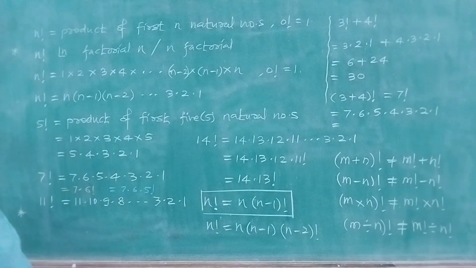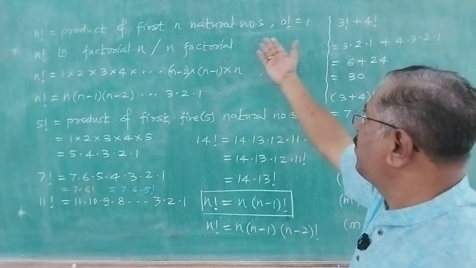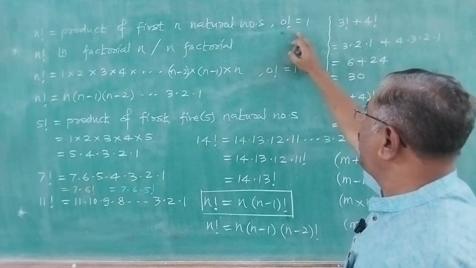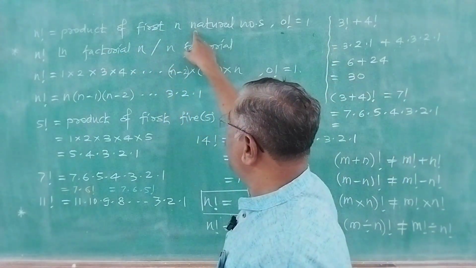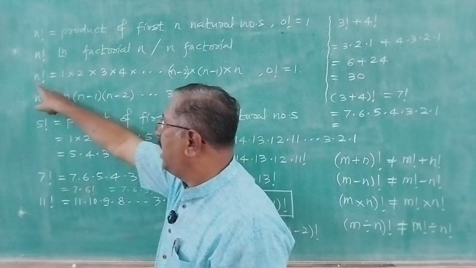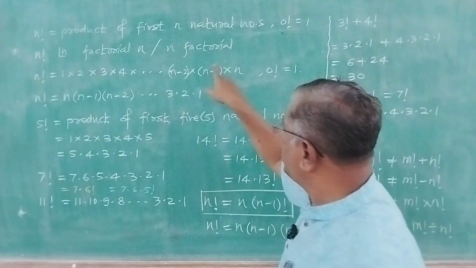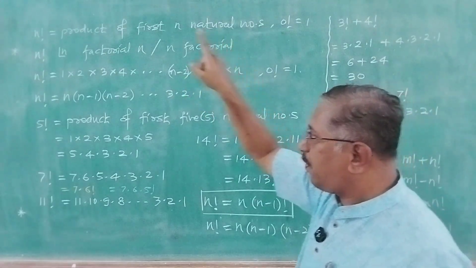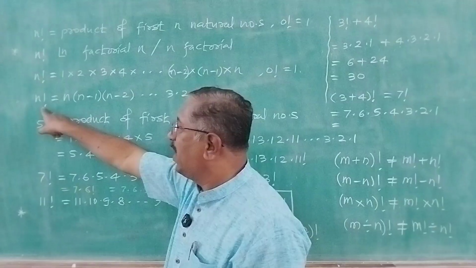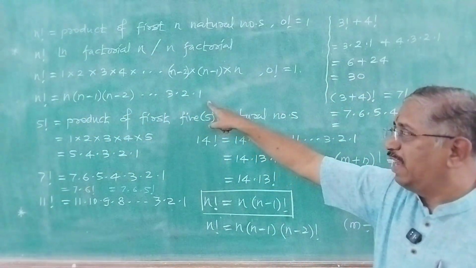With this, let us discuss a few examples related to n factorial. To summarize, n factorial is the product of the first n natural numbers. 0 factorial should always equal 1. Since the product of the first n natural numbers starts with 1, n factorial will be 1 into 2 into 3 into 4, and so on up to n. The term previous to n will be n minus 1. Its previous will be n minus 2. For our convenience, we write n factorial as n, n minus 1, n minus 2, and so on up to 3 into 2 into 1.